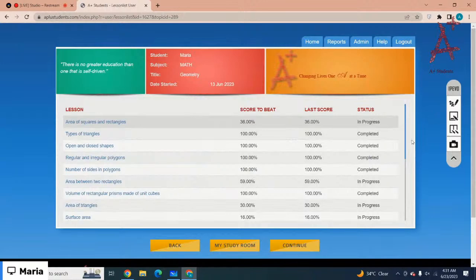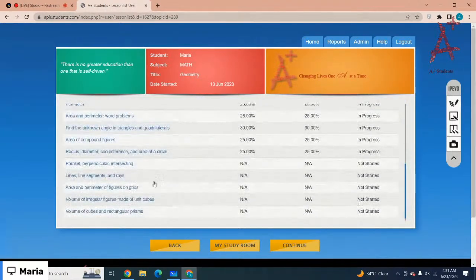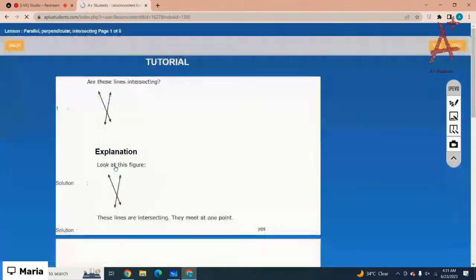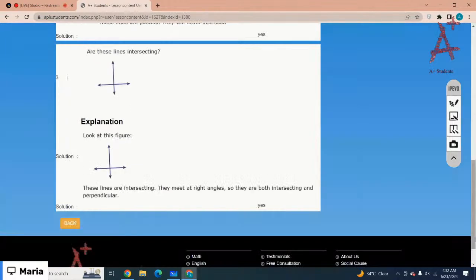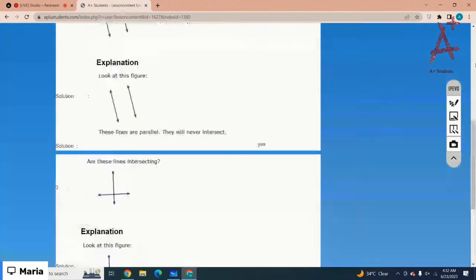Okay, the next one is parallel, perpendicular, intersecting. Okay, are these lines intersecting? Yes, if the two lines meet at one point, that means they are intersecting. Got it? The next one is, are these lines parallel? Yes, parallel lines never intersect each other. Got it? These are the parallel lines. Are these lines intersecting? Yes, the lines meet. They meet at one point, so thus they are intersecting.